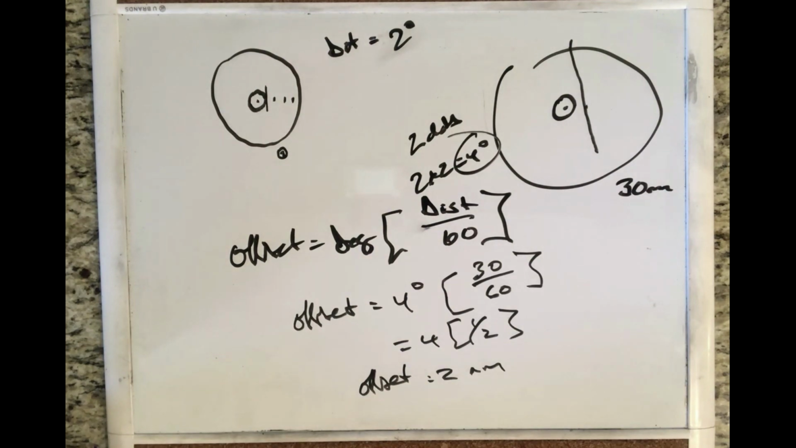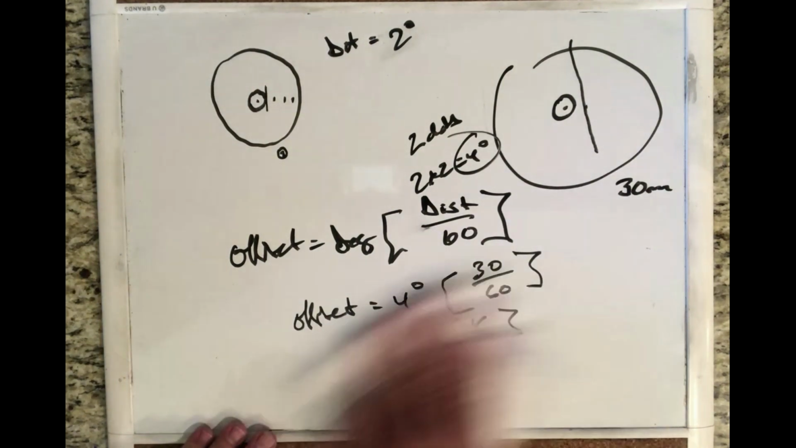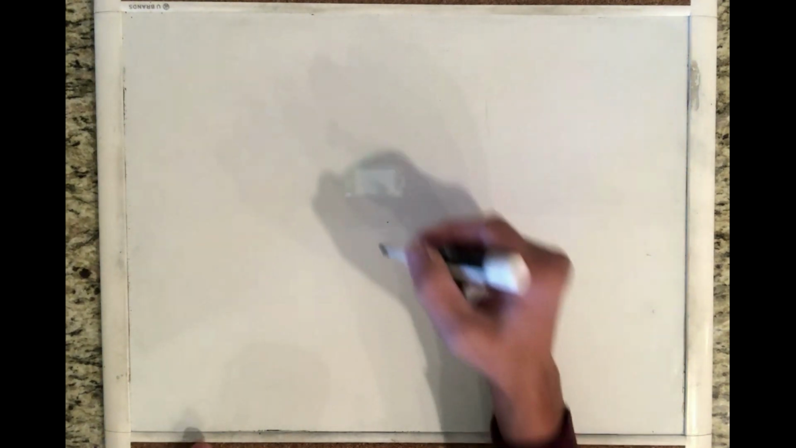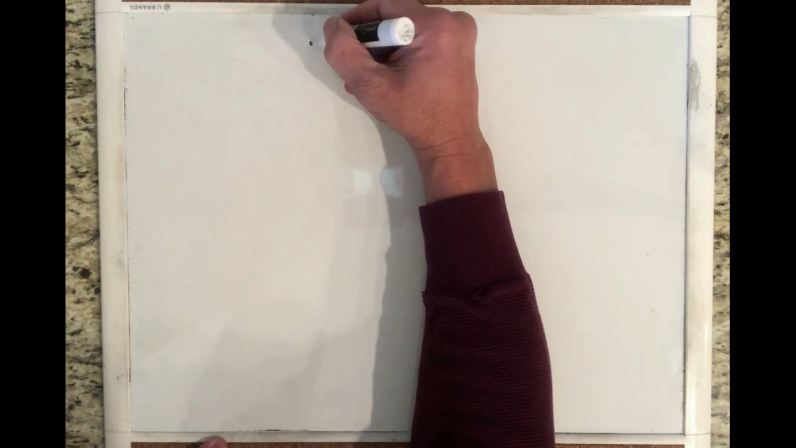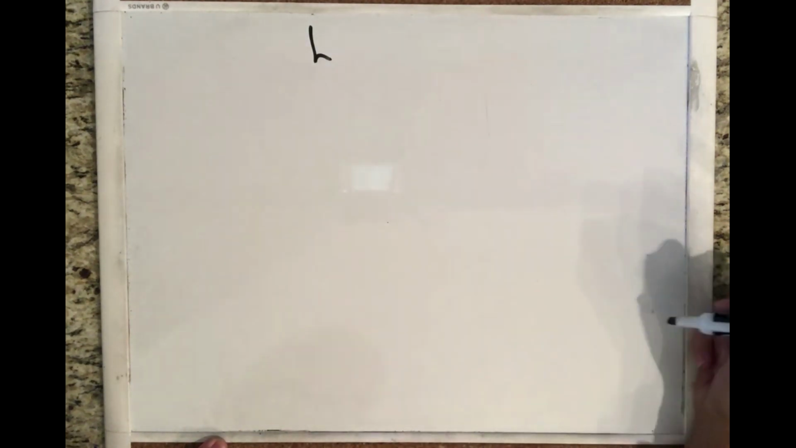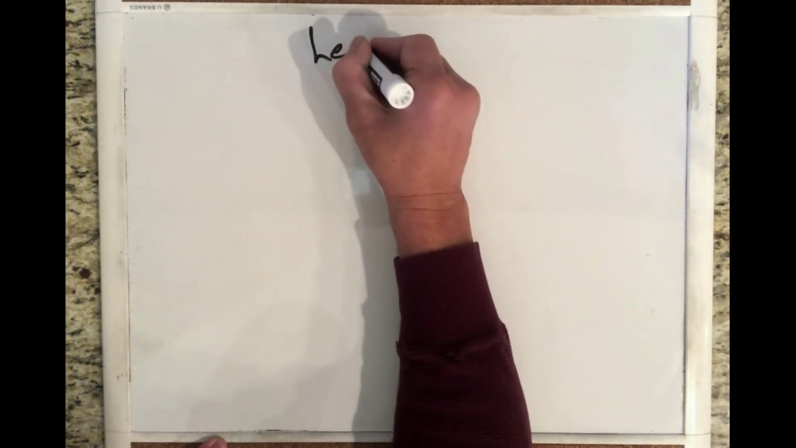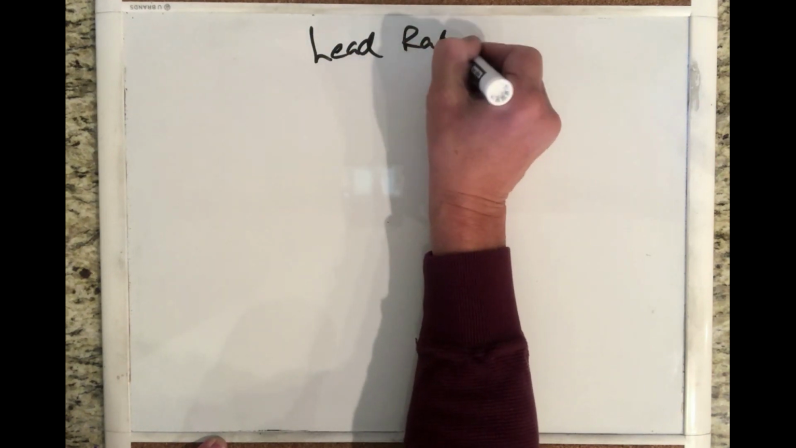That's it. That's how you would use this during navigation. You're trying to figure out, or maybe you're asked, how far off course are you, or you just want to know what the winds are doing to you. That's one application of the 60-to-1 rule. And what I want to do now is describe to you the concept of how we would use the 60-to-1 rule to calculate a lead radial.